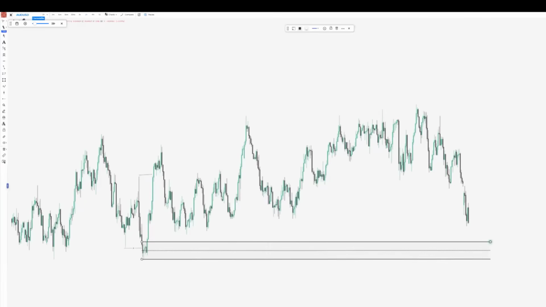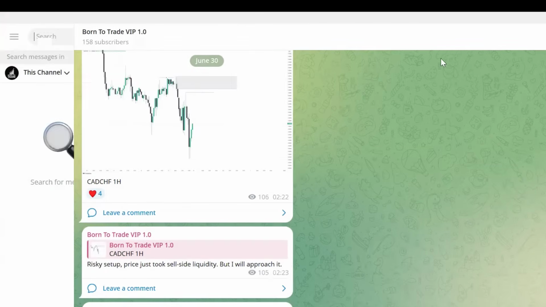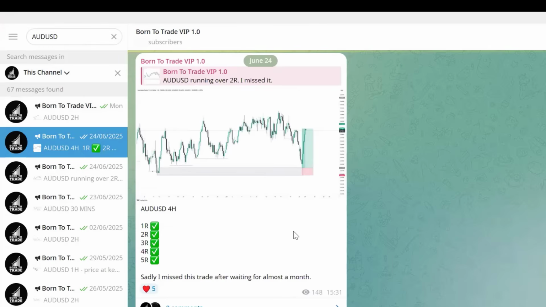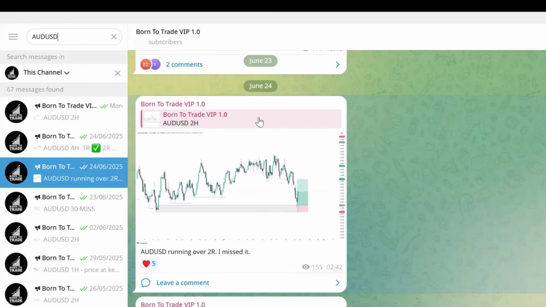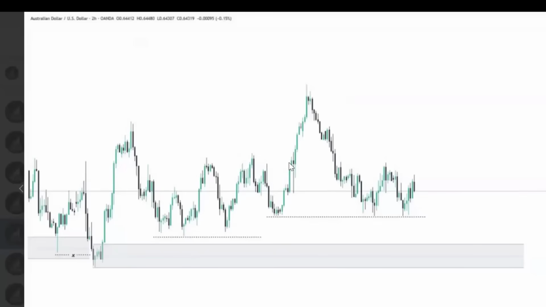So I showed you this trade opportunity when it was shared. Let me try to find this particular trade opportunity that was on AUDUSD. So this was that trade opportunity where price was offering about 5%. This was it right here when it was running 2%. And this is that exact trade opportunity which I'm going to use for this particular example.